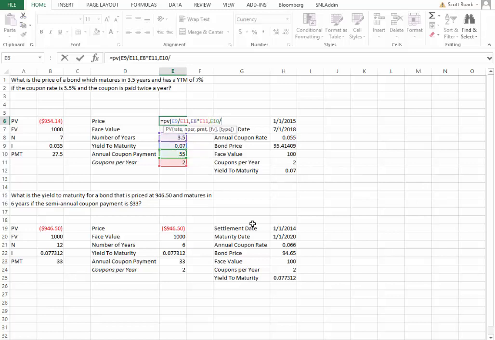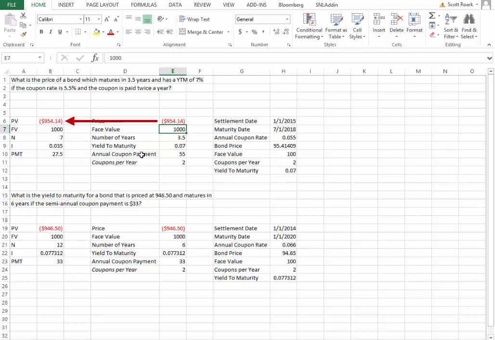Again, I've got to adjust that to be a periodic number, so I'm going to divide that by 2. And then finally, the future value, the face value, is going to be in that appropriate cell. So if I enter all that information in, hit enter, I get the exact same price. I did the exact same calculation. There's just a little bit more description in this middle kind of model.